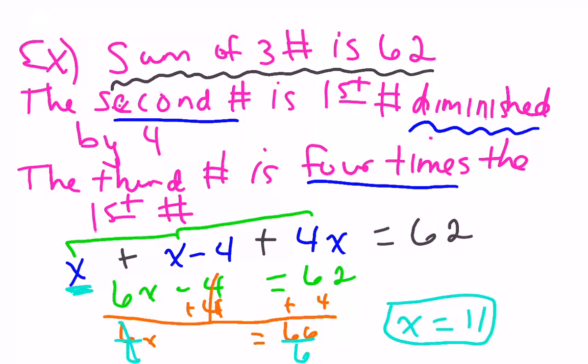So that means our second number was what? Our second number was diminished by 4, right? So 11 minus 4 is 7. So our second number is 7. And then our third number is 4 times the first. So 4 times 11 is 44. So our three numbers are 7, 11, and 44.